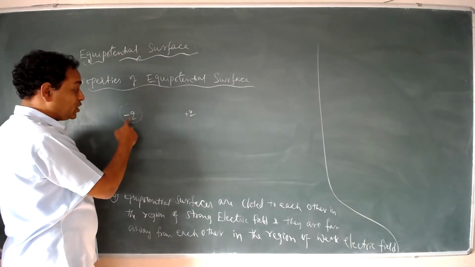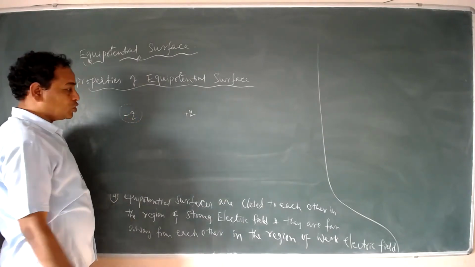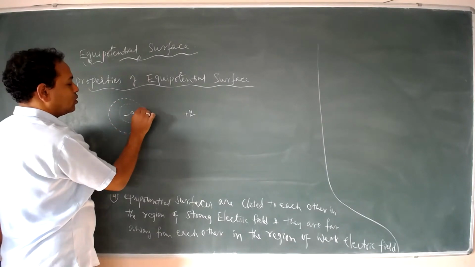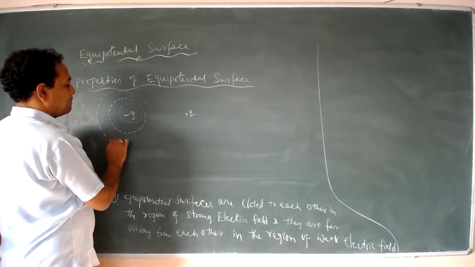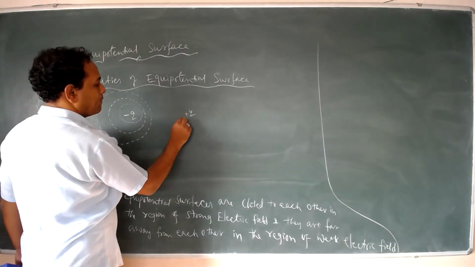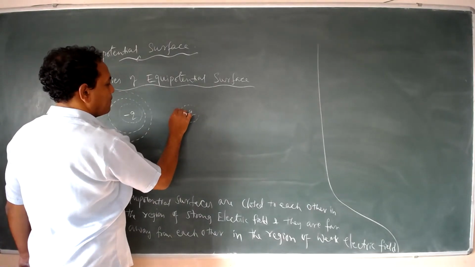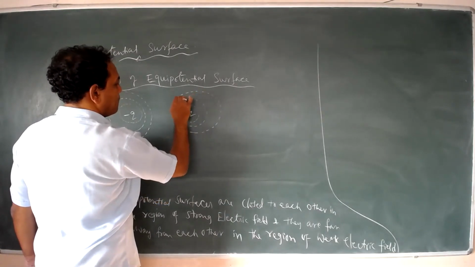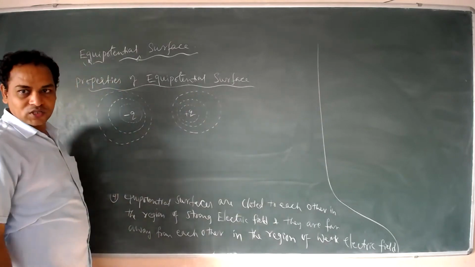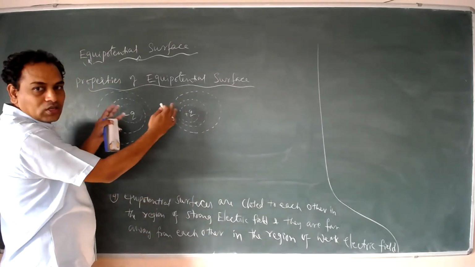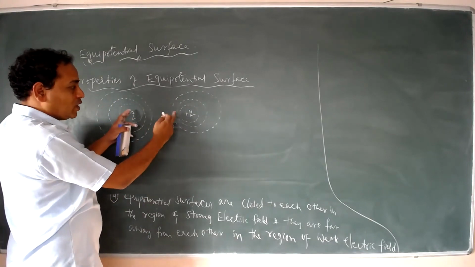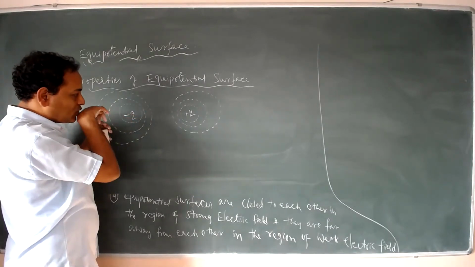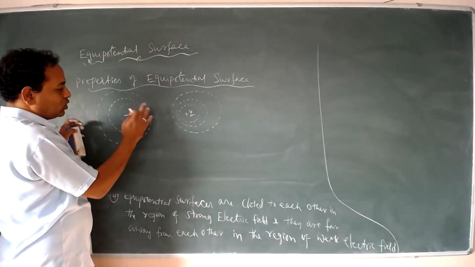But here, how is it? Here negative and positive. That means we can draw like this. So in this, these are the equipotential surfaces. They are attracting, not repelling, but these are called equipotential surfaces. So equipotential surfaces will be more toward this side. In this way we can write.